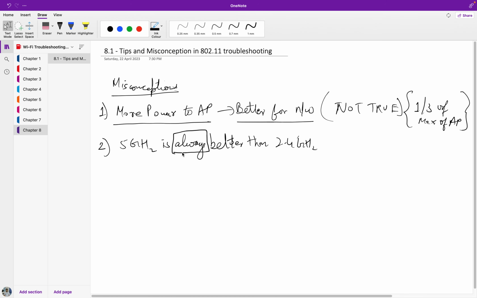Yes, in throughput, you'll get more throughput. You've got better data rates. You've got channels which are non-overlapping. Yes, that's all true. So 5 gigahertz is better in a lot of senses, but it is not always true. And I'm going to give you some examples.